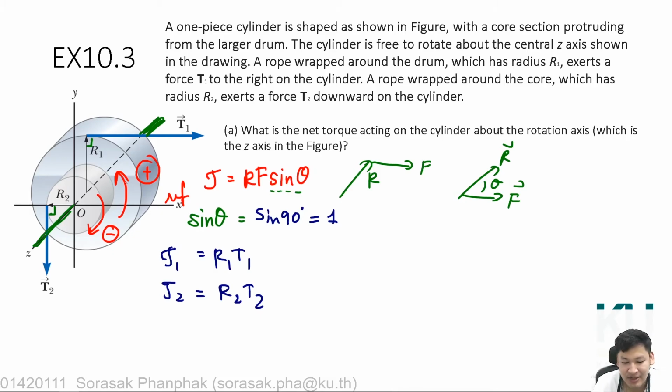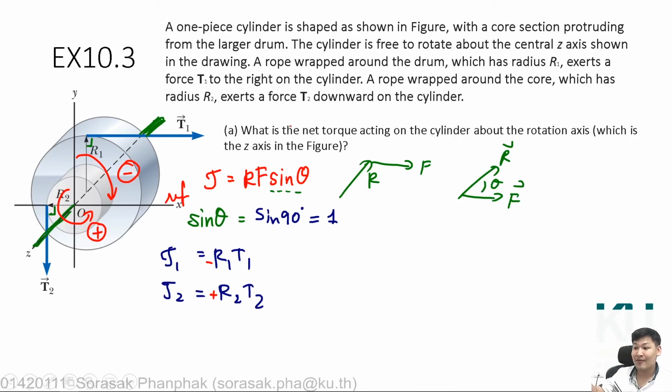So in this case, you will see R1 and T1 is wrapping like this. When it's wrapping like this, that means this R1 T1 is moving in the clockwise direction. So this is going to come with the negative sign, and R2 T2 is moving like this, so this is going to be a positive sign. So I write down positive and negative for different torque directions.